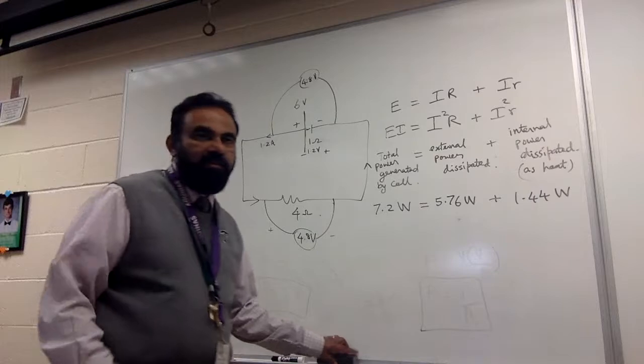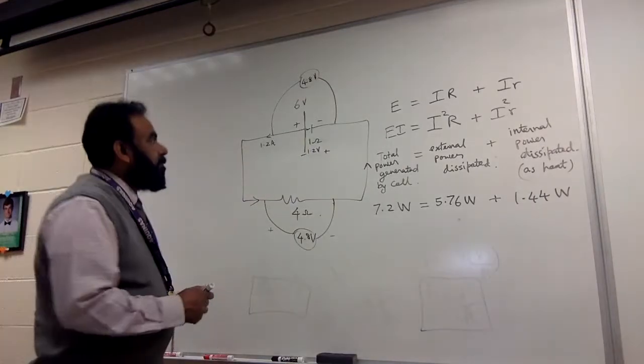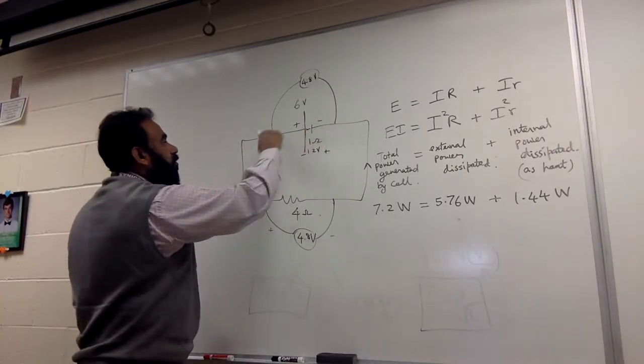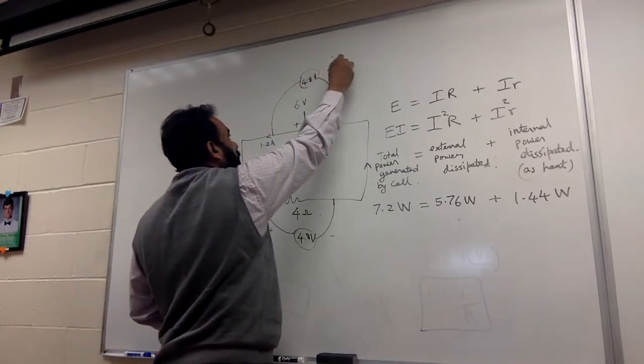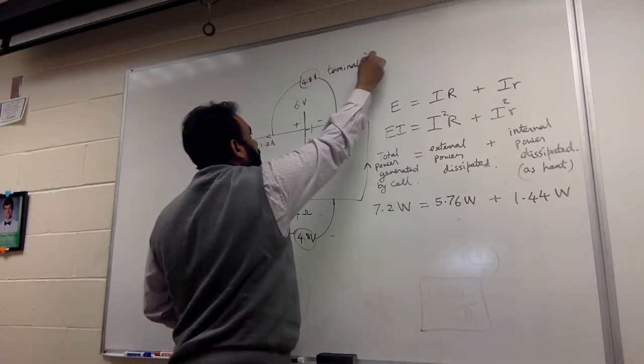Questions? The voltage which is outside the cell is called terminal potential difference.